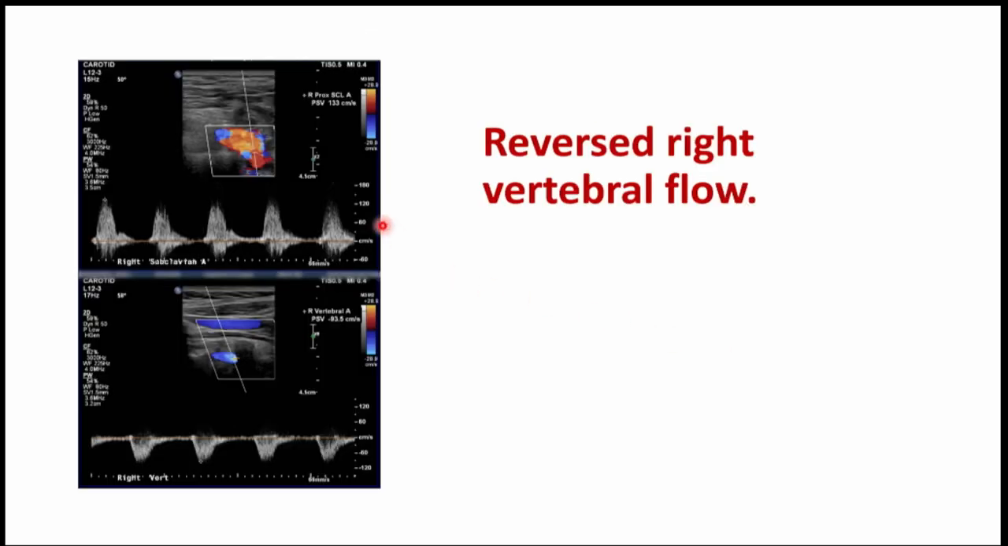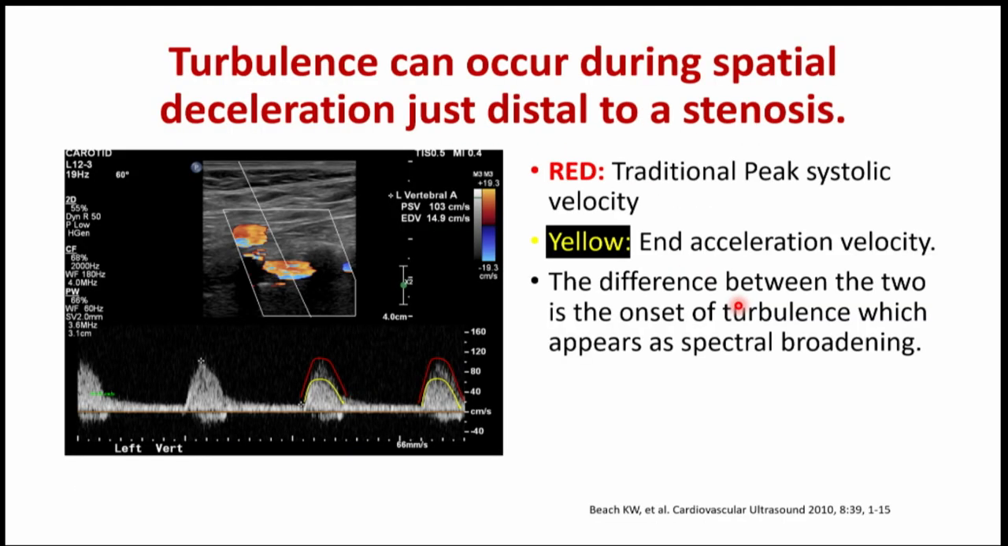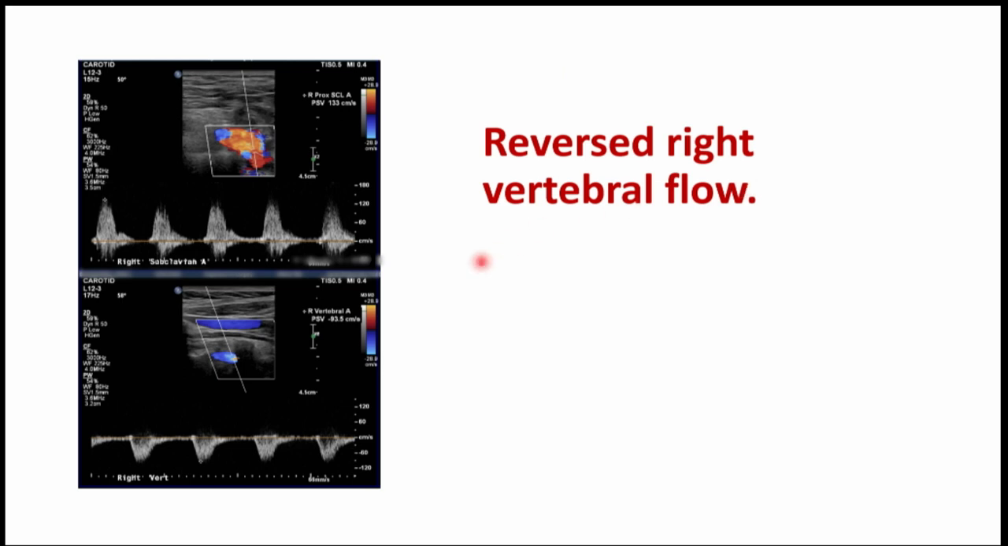And some have suggested that that turbulence, as we see here, where the yellow represents the end acceleration velocity, and then the red that differs between the two is that traditional peak systolic peak that we measure, and the difference is all that turbulence that we're able to obtain.